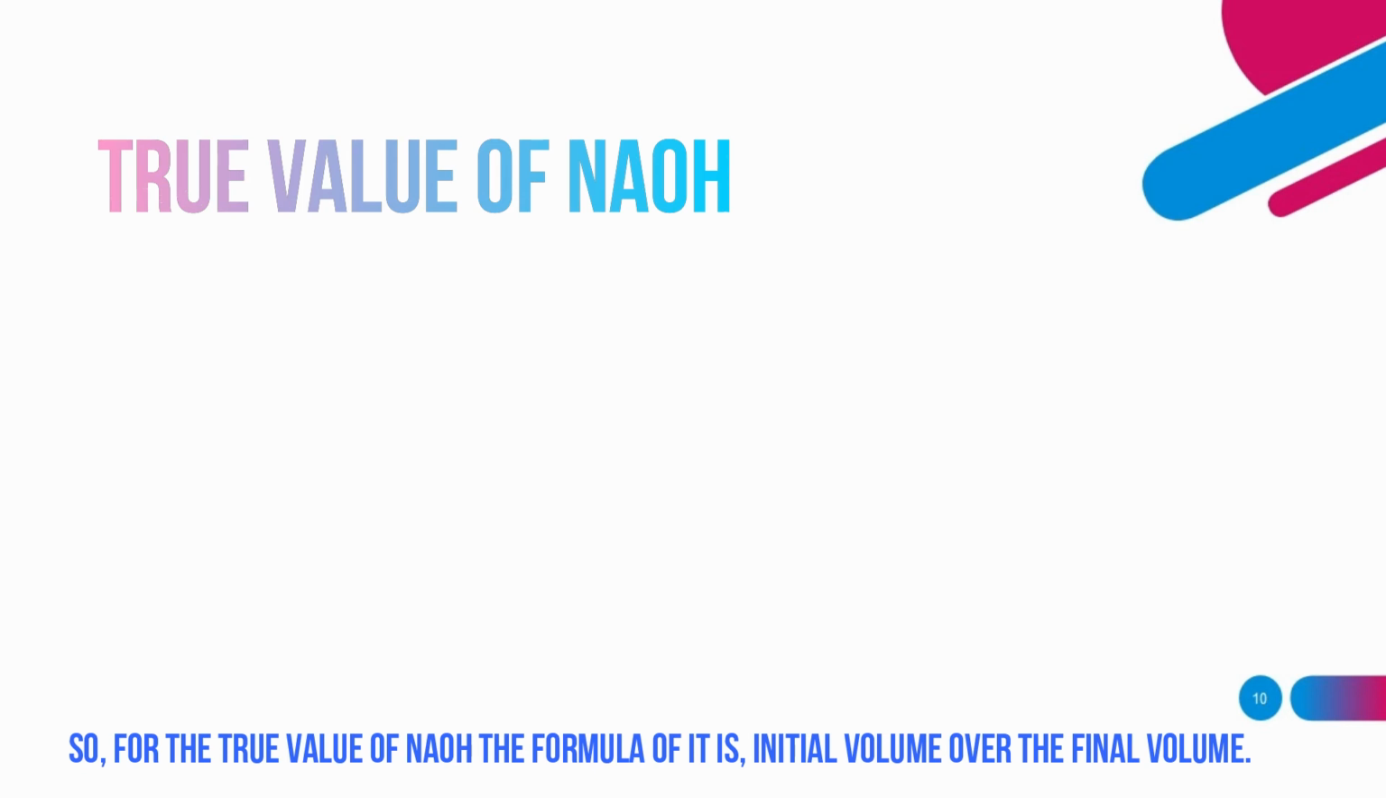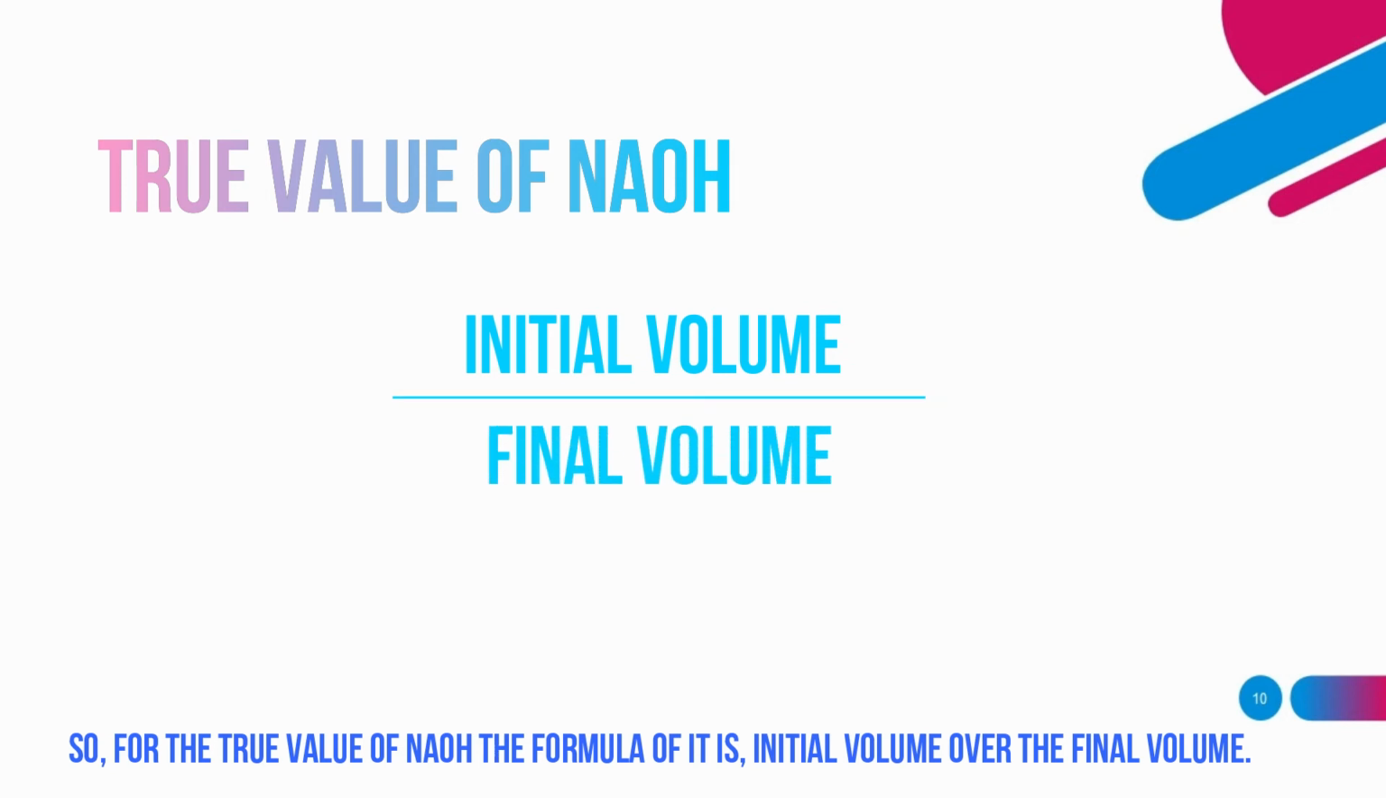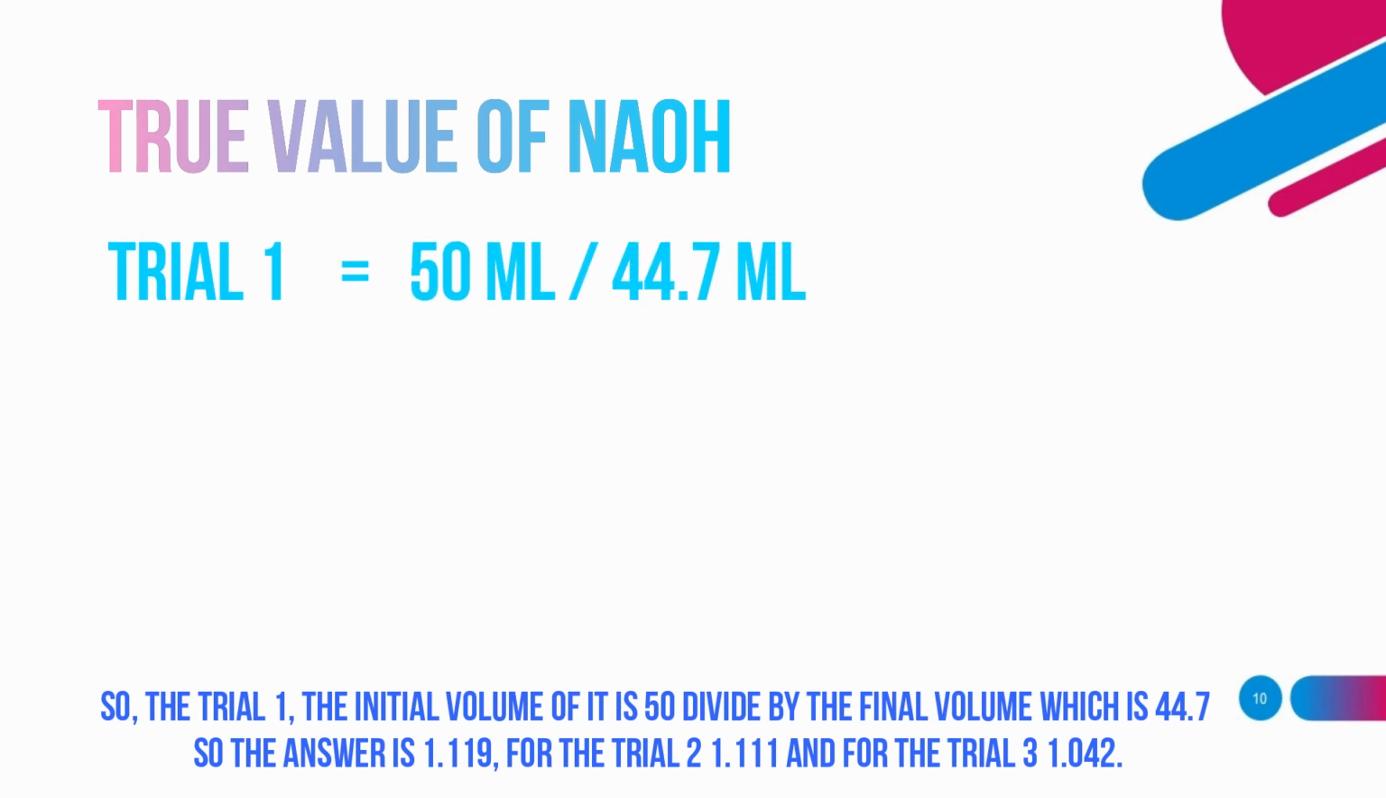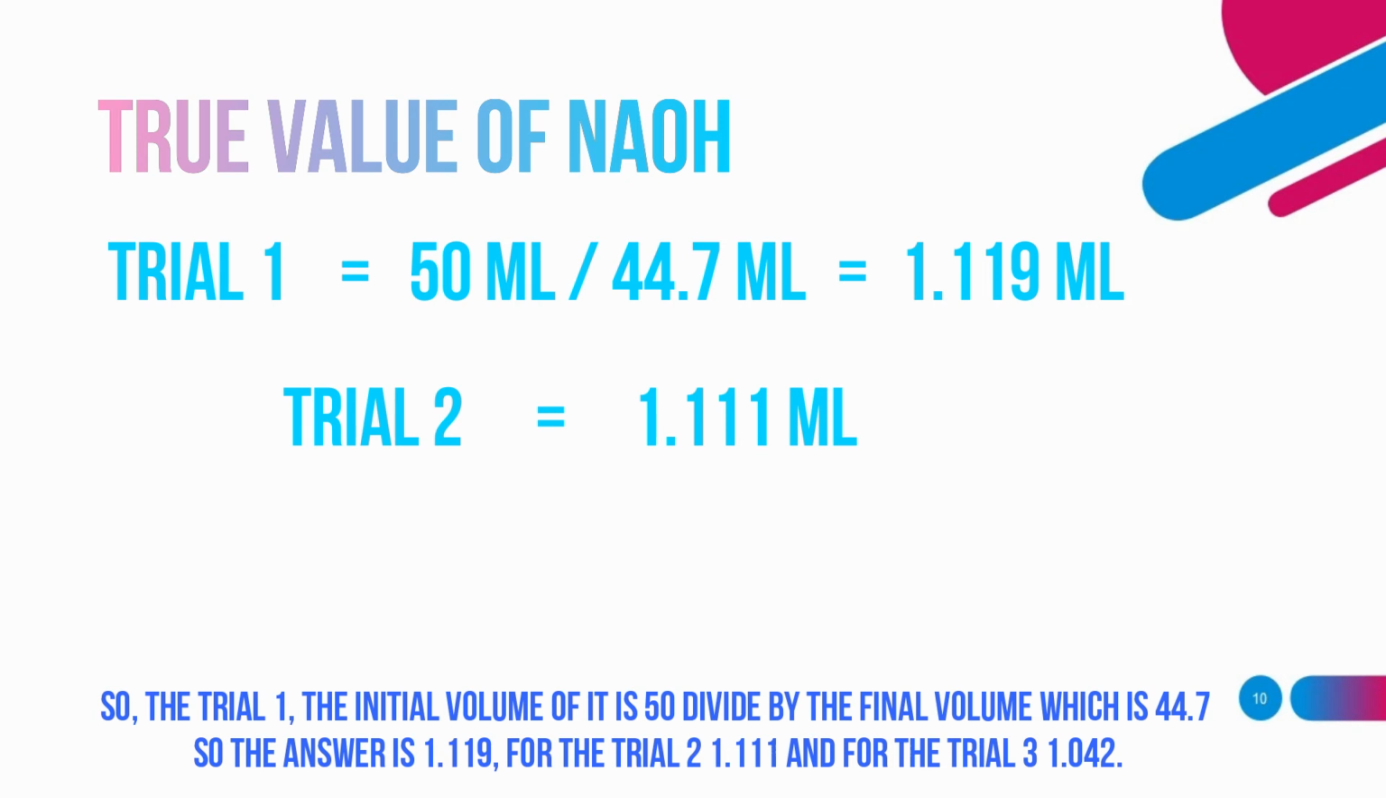So for the true value of NaOH, the formula is initial volume over the final volume. So for trial 1, the initial volume is 50 divided by the final volume, which is 44.7. So the answer is 1.119. For trial 2, 1.111. And for trial 3, 1.042.